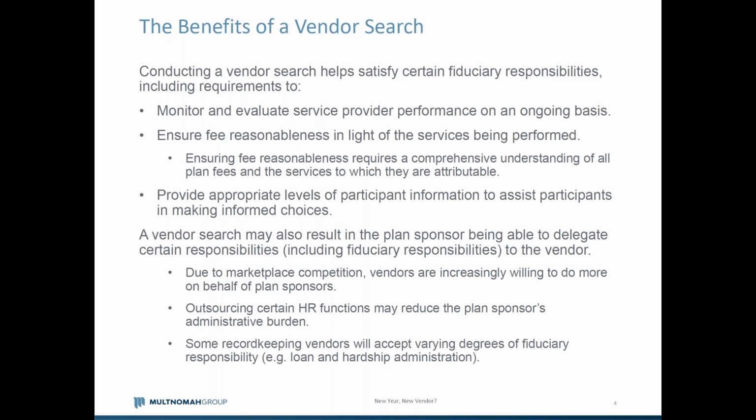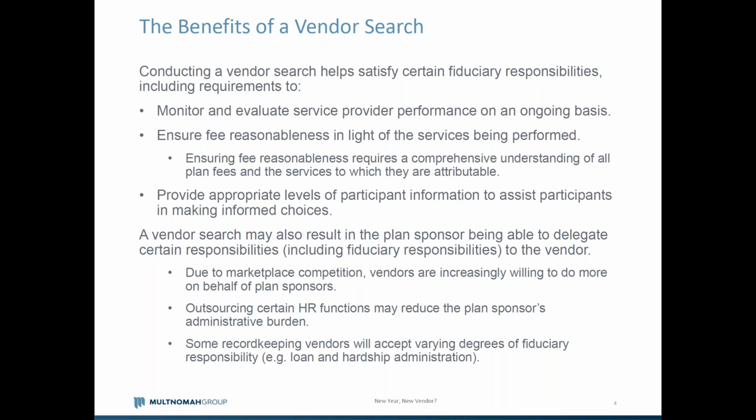So there are multiple benefits to conducting a vendor search for a new record-keeping vendor for your retirement plan. Primary to that is helping plan fiduciaries satisfy certain responsibilities that they have to monitor and evaluate the service providers that they're using in their plan, to ensure that the fees they're paying for the services they're receiving are reasonable, and to also ensure that you're providing the right levels of information to your participants.